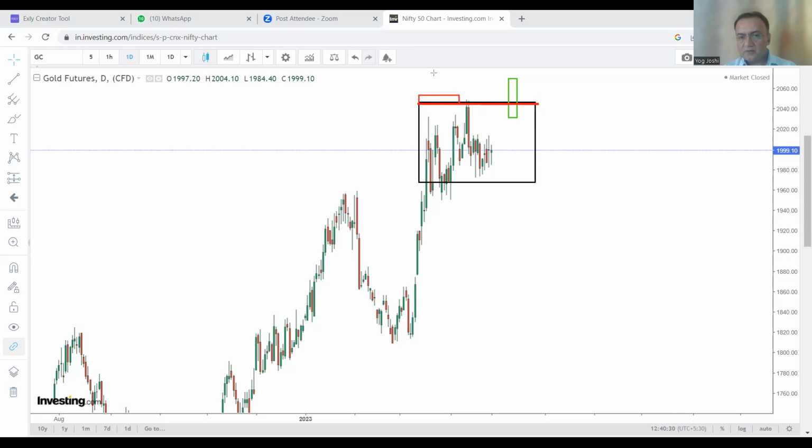And what is the demand zone? This is the demand zone. This is the demand zone for gold. The demand zone I am highlighting in green color.